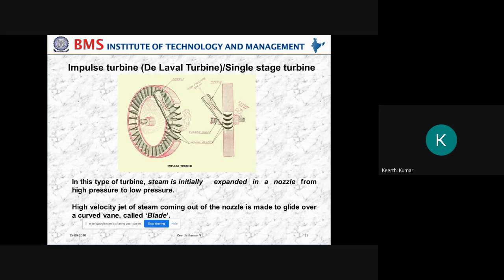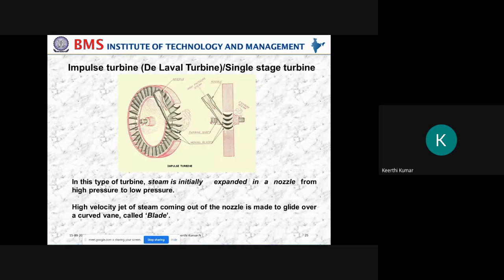In this type of turbine, the steam is initially expanded in the nozzle from high pressure to low pressure, or you can also write as high pressure to high velocity. Also, you can write, because the inlet of the steam is high pressure, the exit of the nozzle will have high velocity, or you can write in this way also, high pressure to low pressure. The high velocity jet of the steam coming out from the nozzle is made to glide over the curved vanes called blades. These are called blades, or they are also called vanes.